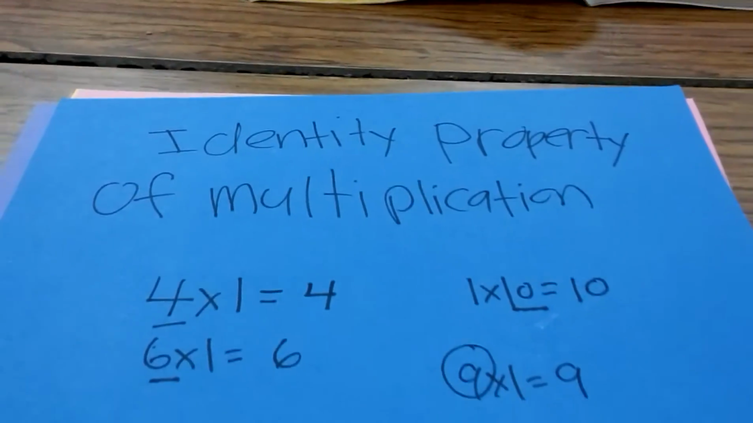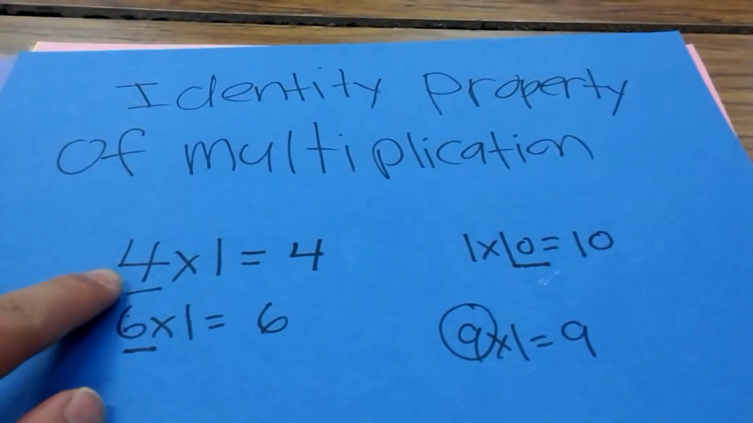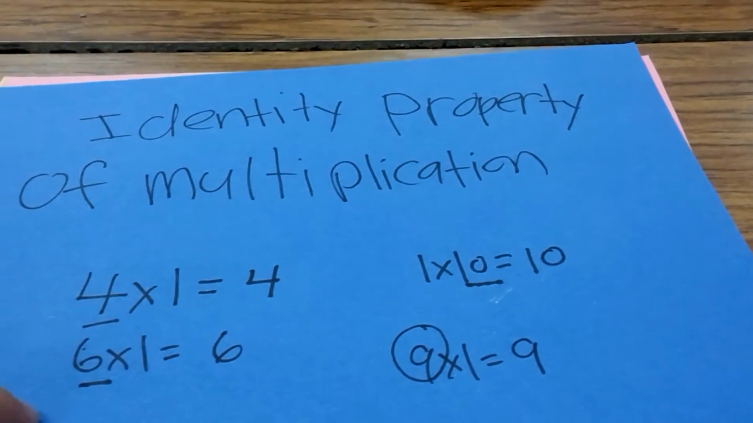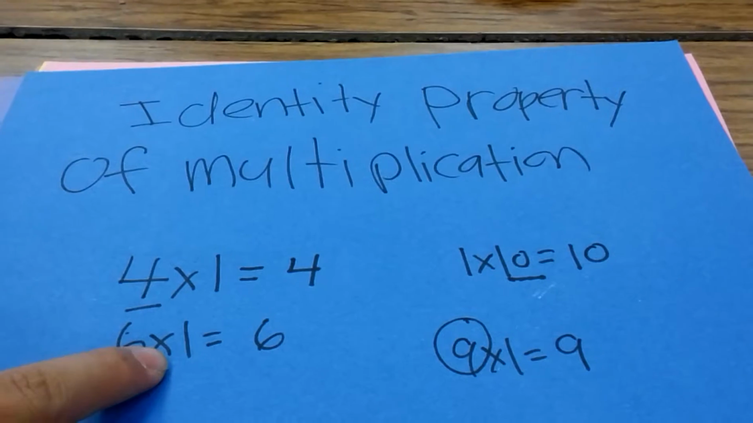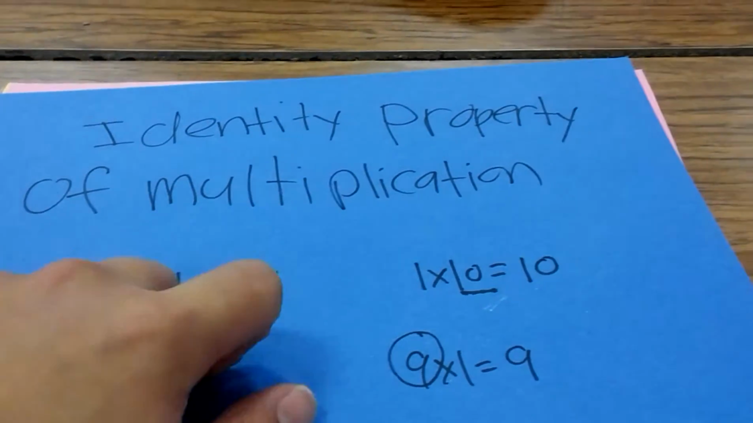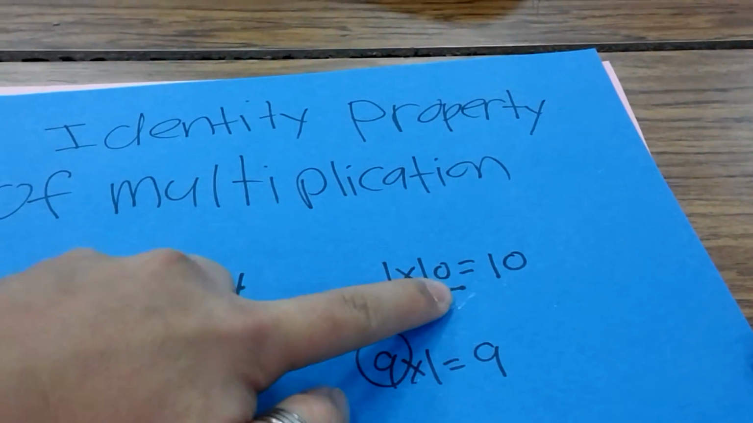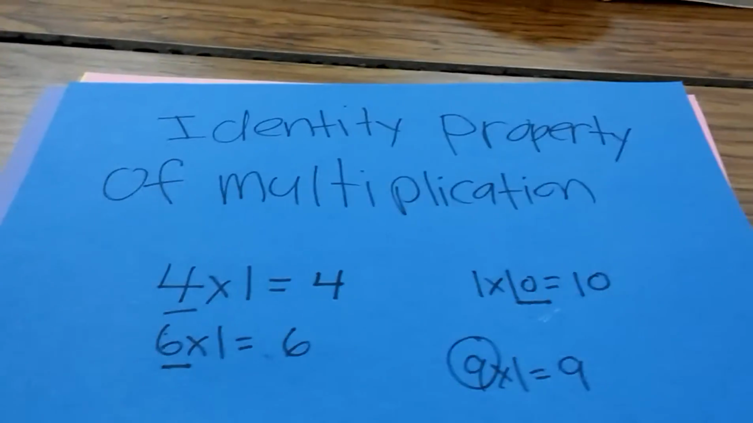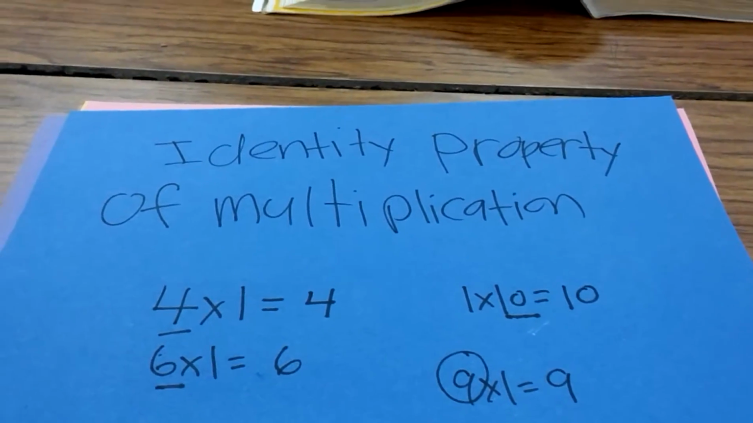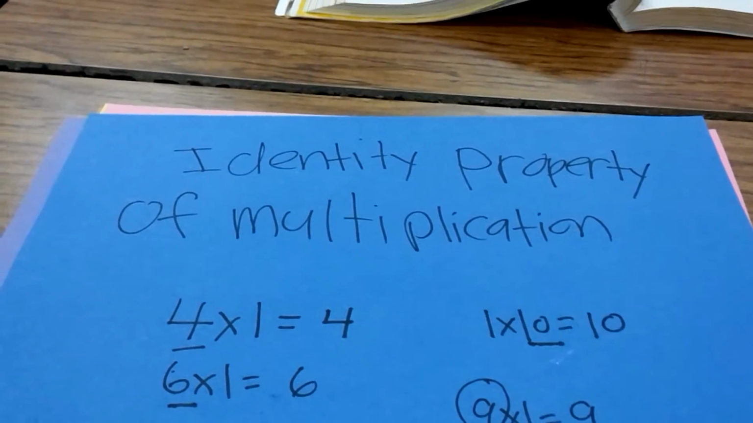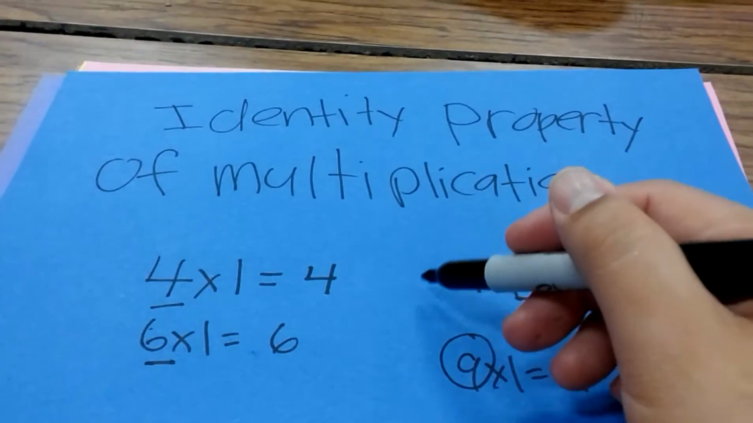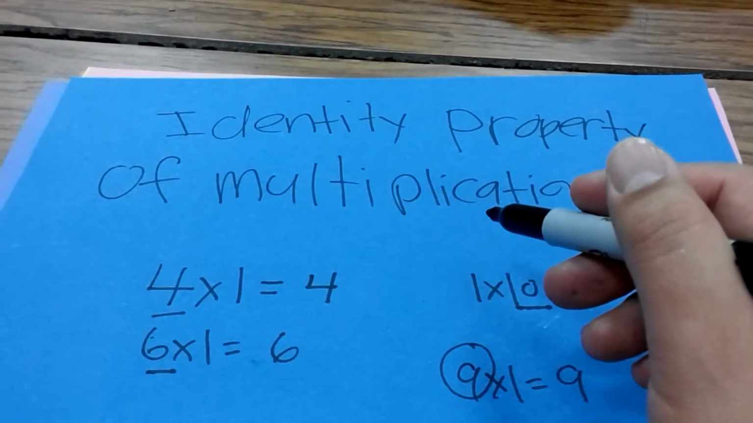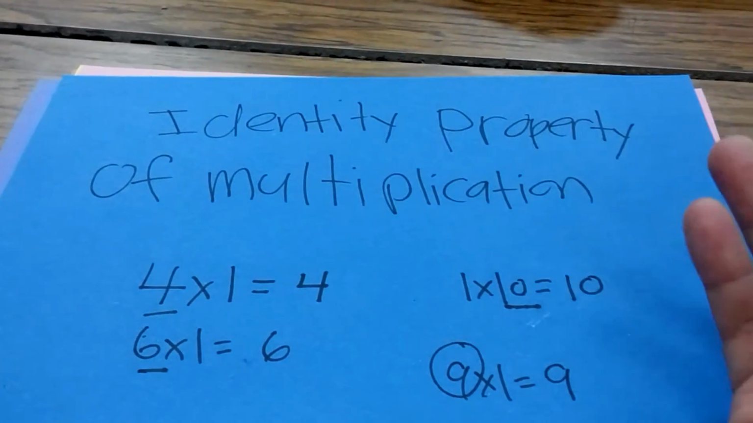Now on the bottom over here, I gave you 4 examples. 4 times 1 equals 4. 6 times 1 equals 6. 1 times 10 equals 10. 9 times 1 equals 9. Now you may be asking yourself, what does this have to do with the properties of multiplication? Well, it has everything to do with properties of multiplication because this right here is an example of the identity property of multiplication.